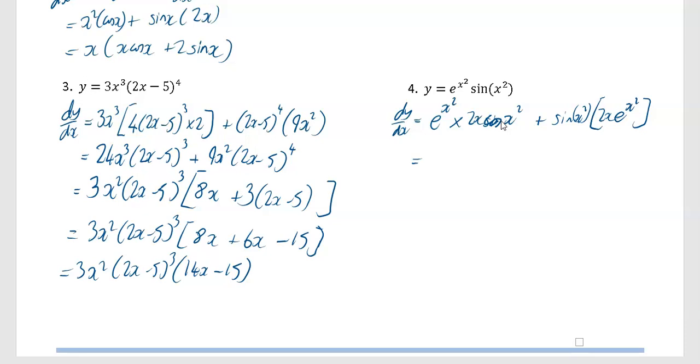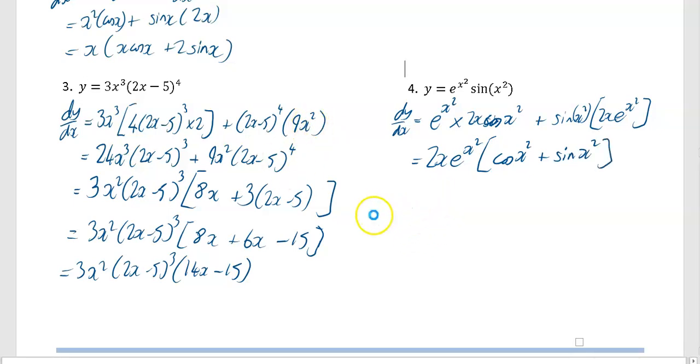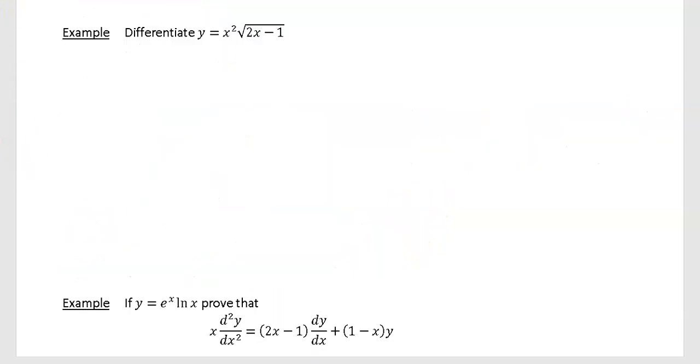Okay, now we're just going to factorize this and see what we can actually factorize outside here. So you have 2x multiplying both terms, you have e to the x squared multiplying both terms, so we can pull it outside. So you're going to have 2x times e to the x squared, multiplying then cos of x squared plus sine of x squared. Okay, and that is as good as we can go on this particular example.